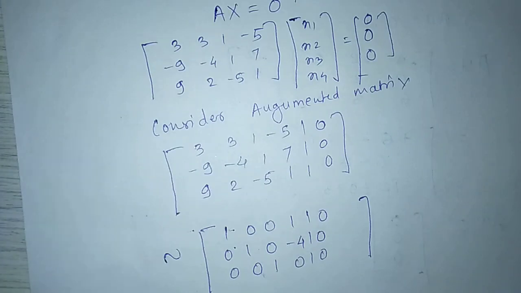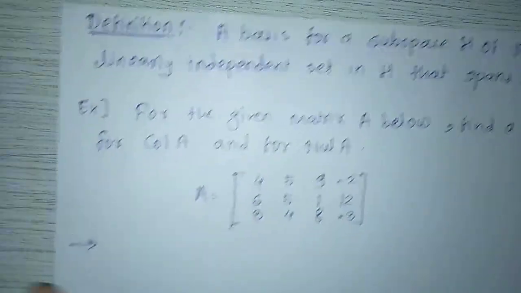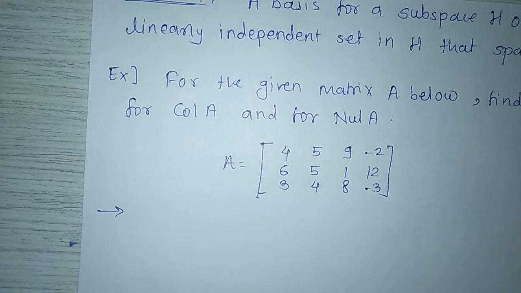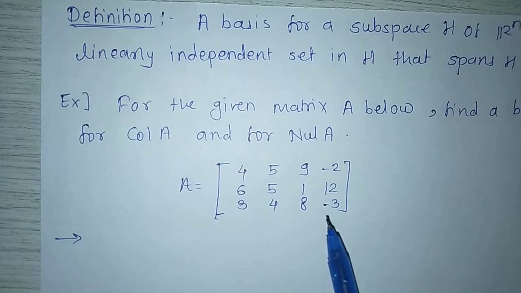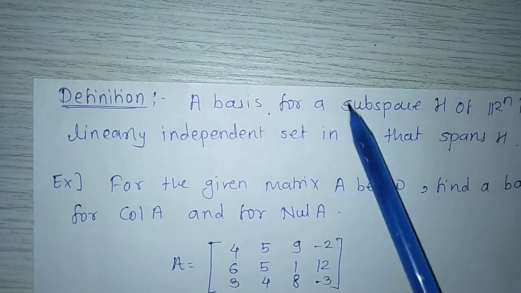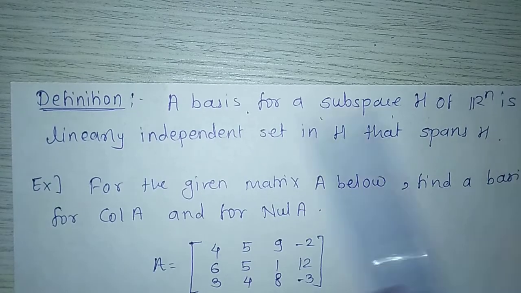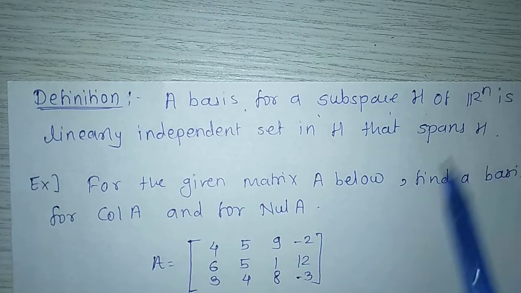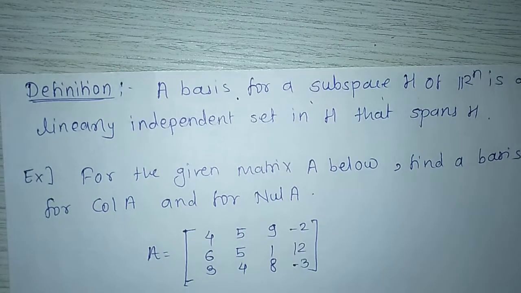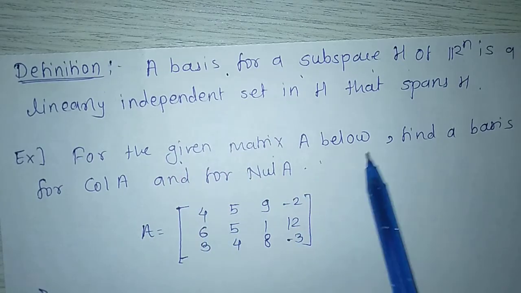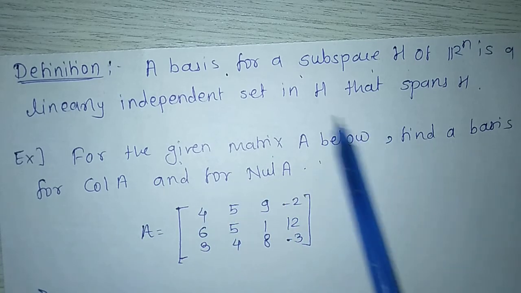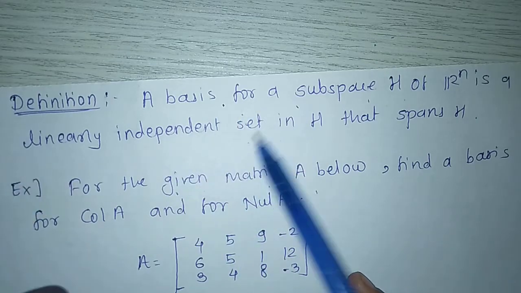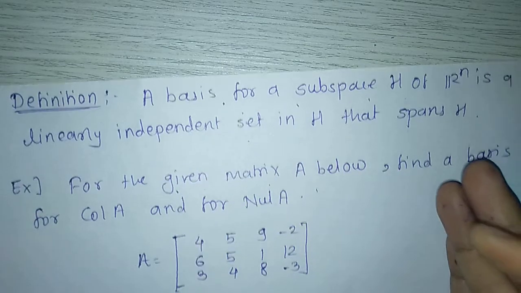Next is basis. A basis for a subspace H of Rn is a linearly independent set in H that spans H. Next, for the given matrix A below, find a basis for column space of A and for null space of A. Basis means linearly independent set in H that spans H.